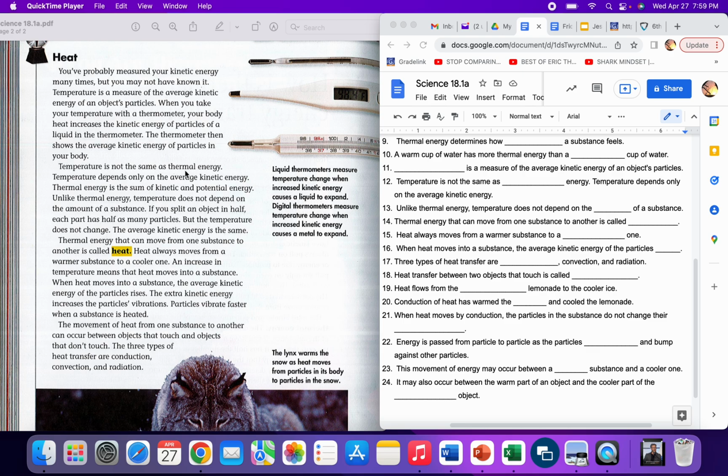Temperature is not the same as thermal energy. Temperature depends only on the average kinetic energy. Thermal energy depends on the sum of putting them all together. Unlike thermal energy, temperature does not depend on the amount.